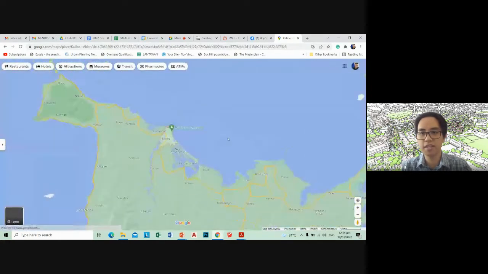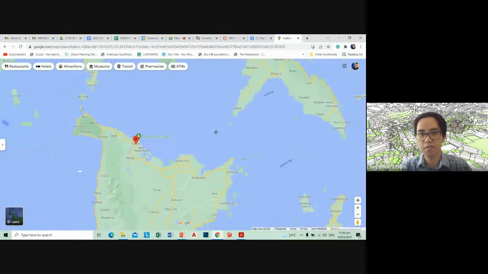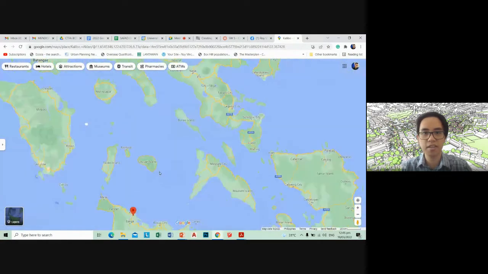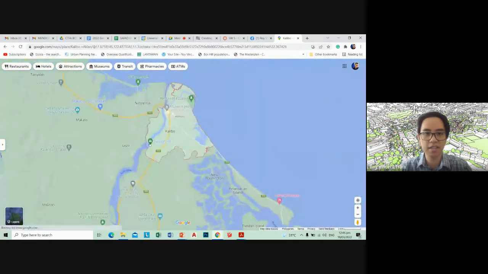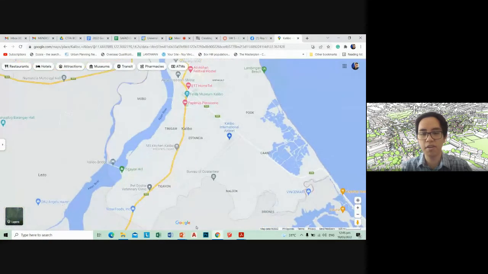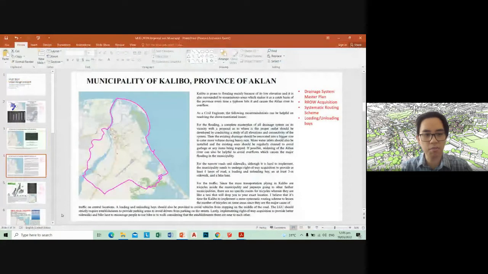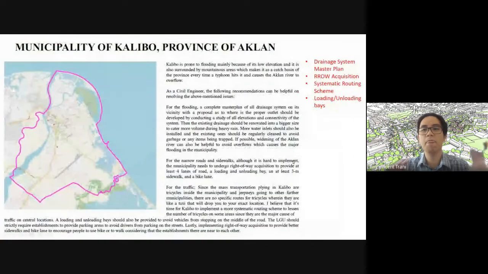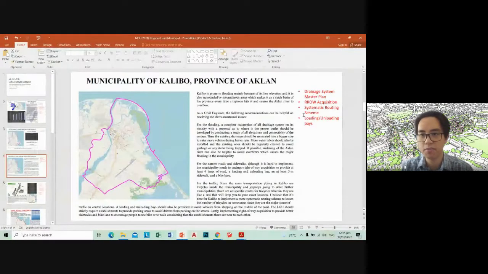So what is the sea? The Visayan Sea, I would think. Yeah, it seems like it's the Visayan Sea and the Aklan River to the east and to the west, respectively. So, what are some possible solutions over here? The drainage system master plan, road right of way acquisition, systematic routing scheme, and defining loading and unloading bays.